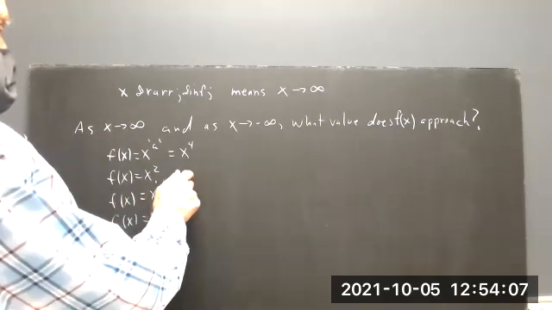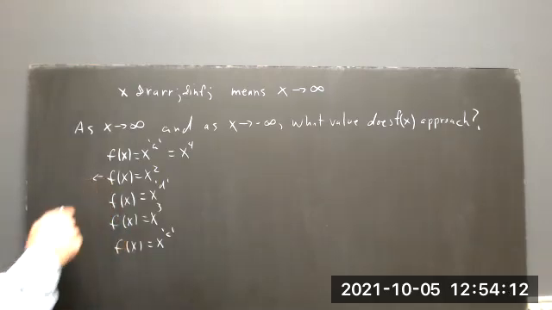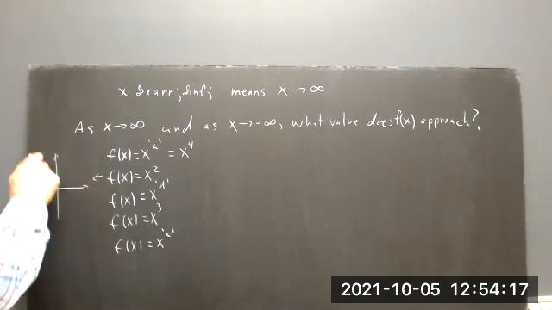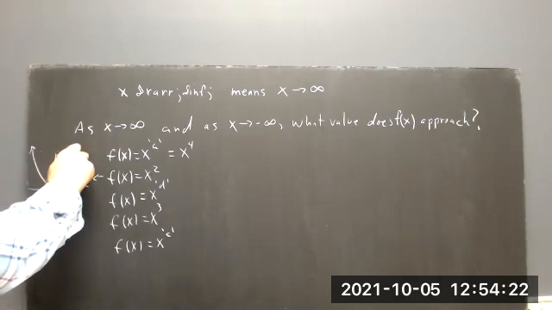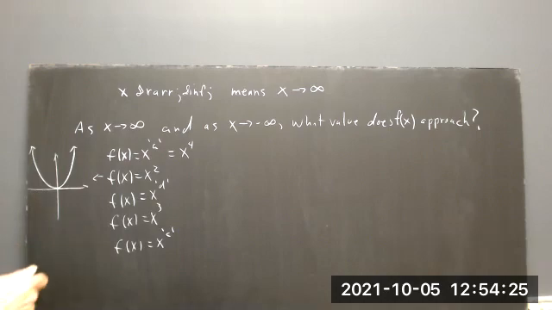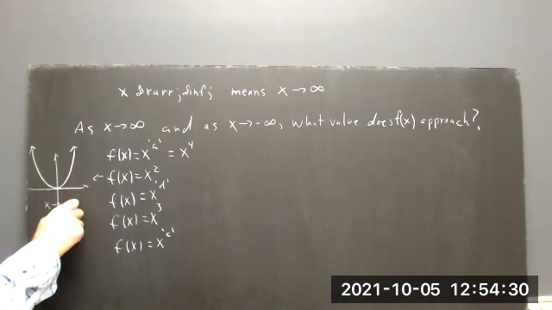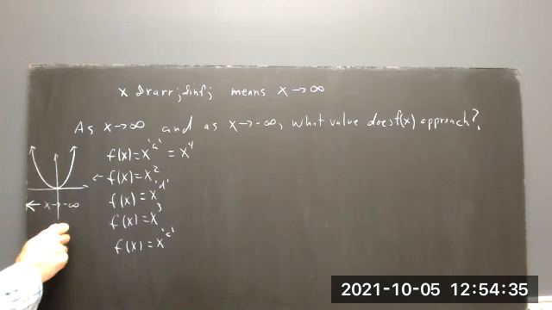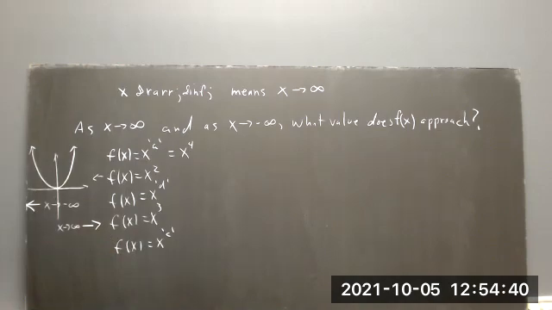We're on to the second equation. f of x equals x squared. And let's look at that over here. We know that the graph of x squared looks like this. So as x goes to negative infinity, that would be this direction. And x goes to infinity, which means we're going in this direction.